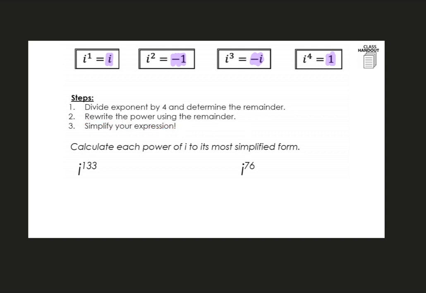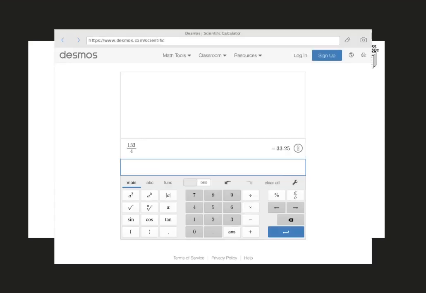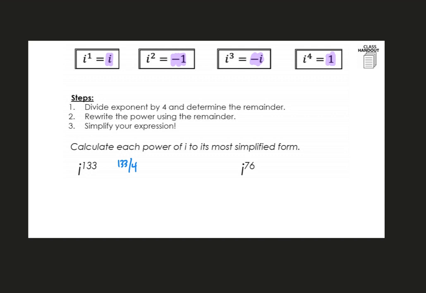Then we're going to rewrite the power using the remainder, and then we're going to simplify our expression. So let's take for this first example, we have i to the 133. To do this, we're going to do 133 divided by 4. As we can see here, 133 divided by 4 is 33.25. That basically means that 4 goes into 133 33 times, but it doesn't quite go in evenly.